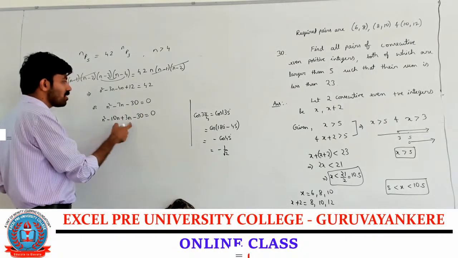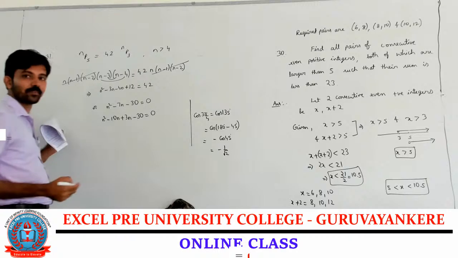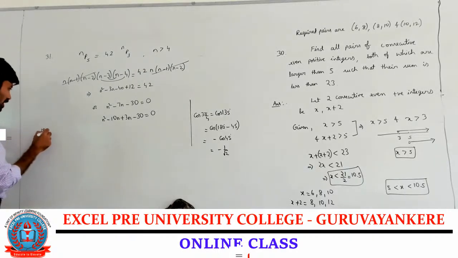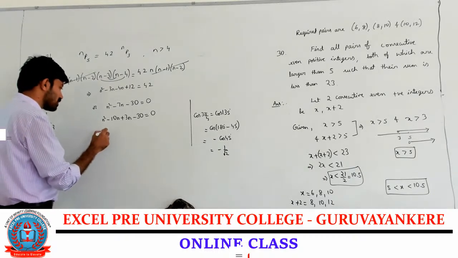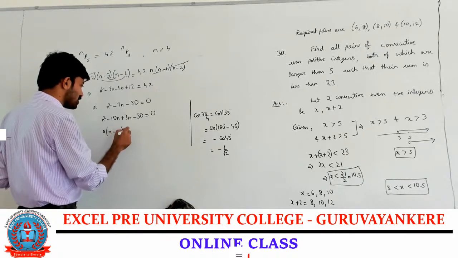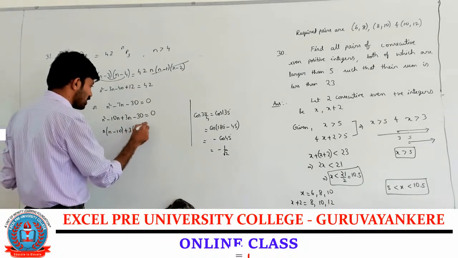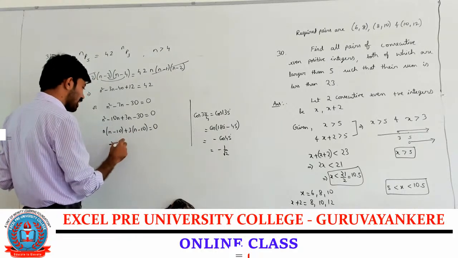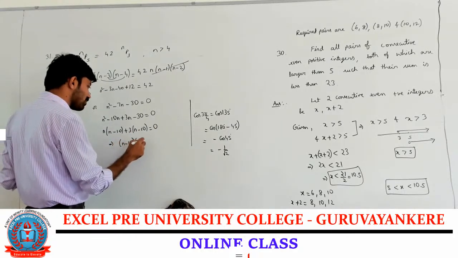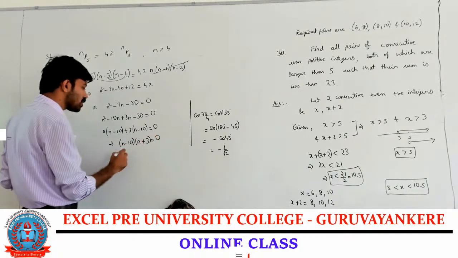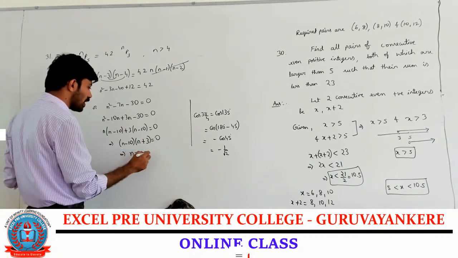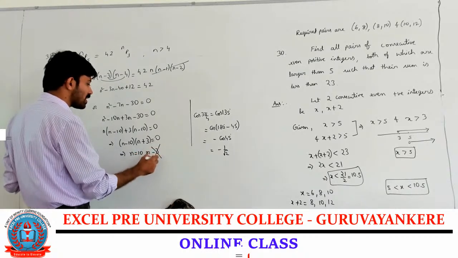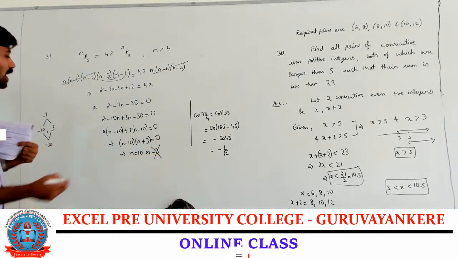Minus 10 plus 3 is minus 7. Minus 10 into 3 is minus 30. Correct? Minus 10 and plus 3. If you add this, we get minus 7. Multiplying this, we get minus 30. n common, n minus 10; 3 common, n minus 10, equal to 0. From this, n minus 10 into n plus 3 equal to 0. A into B equal to 0 means either A equal to 0 or B equal to 0. n equal to minus 3 is not possible. n cannot be negative. So the value of n is 10.